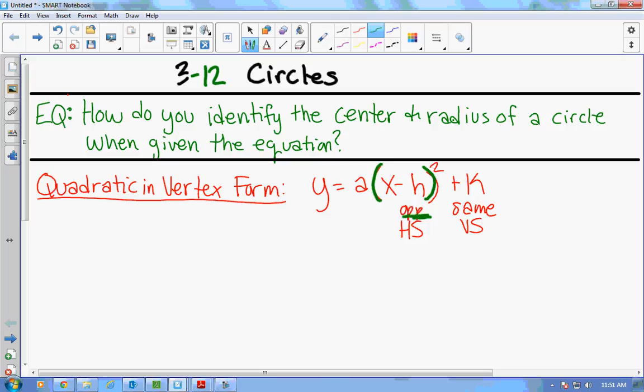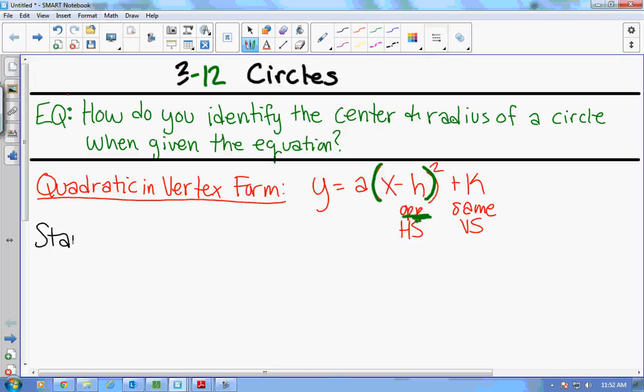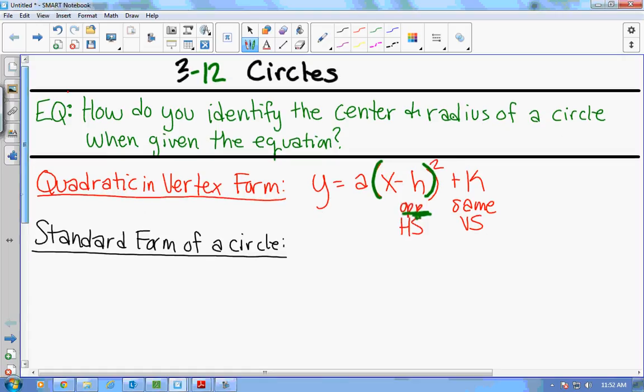The same rule applies to our circles. So if you see something inside parentheses with our formula of the circle, you should think opposite. Just like this one was opposite, same. Inside the parentheses, opposite. Outside the parentheses, same. So when we do circles, inside the parentheses, still opposite. Okay, so the equation for the standard form for a circle is as follows. Standard form of a circle.